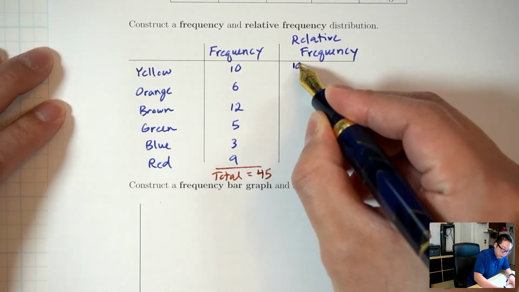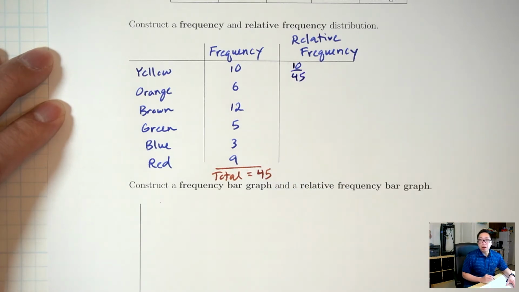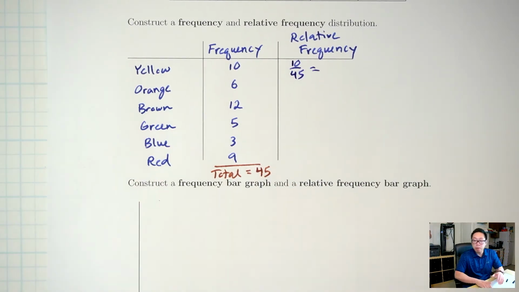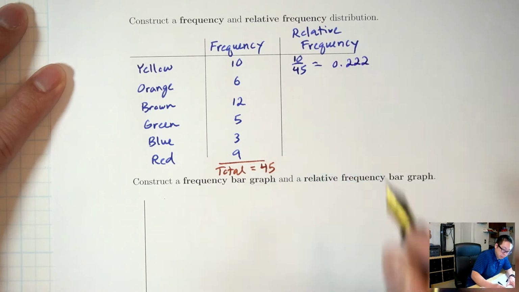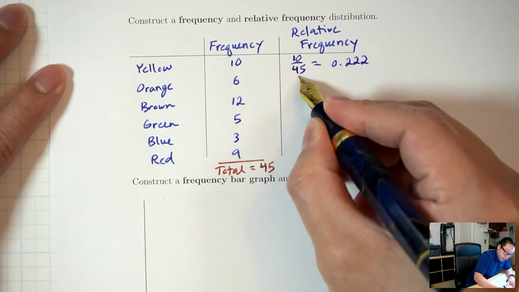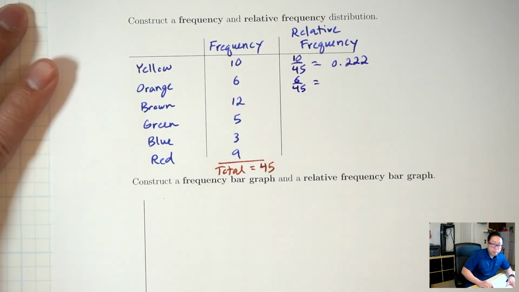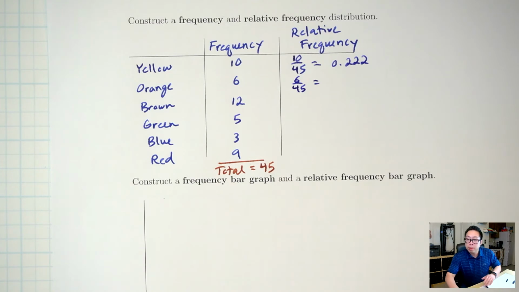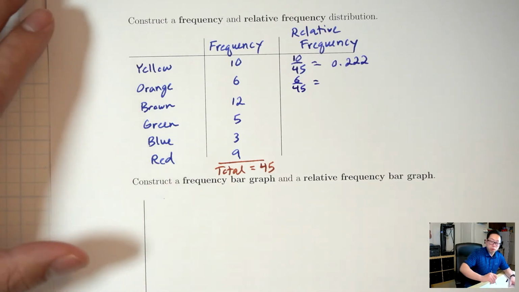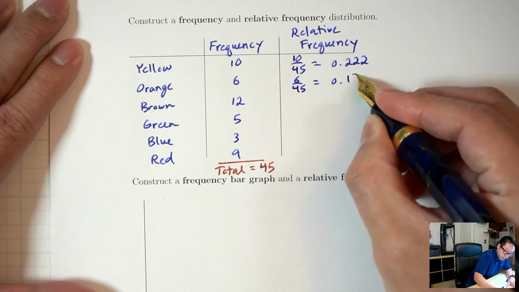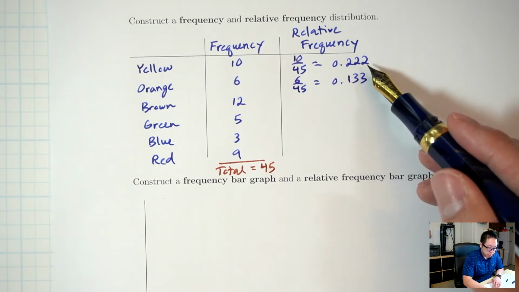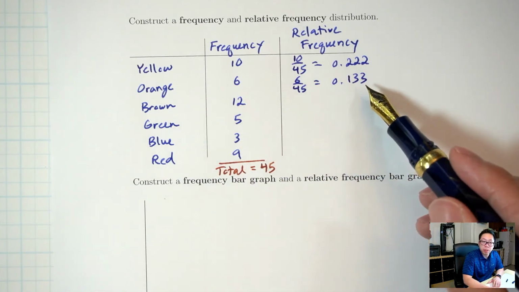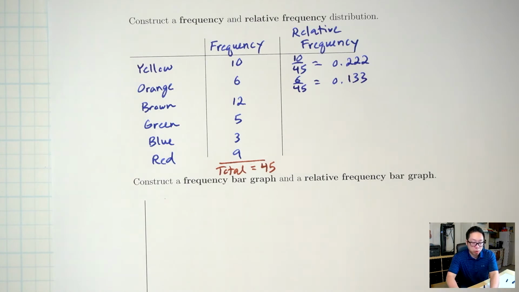So 10 out of 45 is yellow. 10 out of 45 is 0.222, rounded to 3 decimal places here. 6 out of 45 is orange, and 6 out of 45 is 0.133. Remember that these are really percentages. So 22.2% of the colors are yellow, 13.3% are orange. And then let me tell you the rest here. So 12 out of 45.